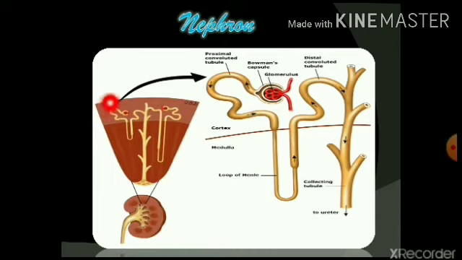Now if you go into the details of the structure of nephron, you will be able to find that it starts with a circular structure called Bowman's capsule, which is supplied with a network of capillaries called glomerulus. These capillaries supply the impure blood and take away the pure blood. The impure blood is then filtered by the Bowman's capsule as glomerular filtrate.